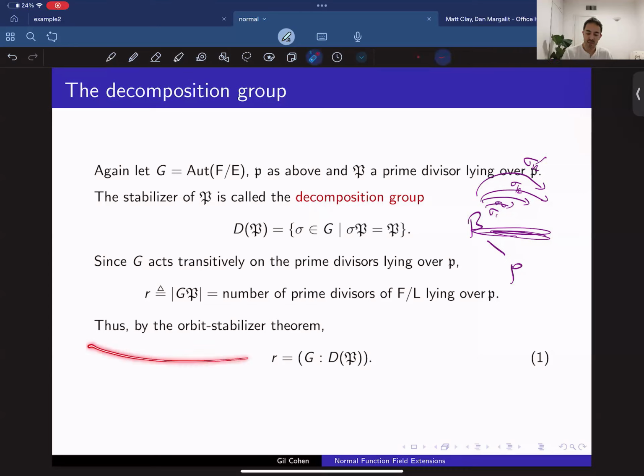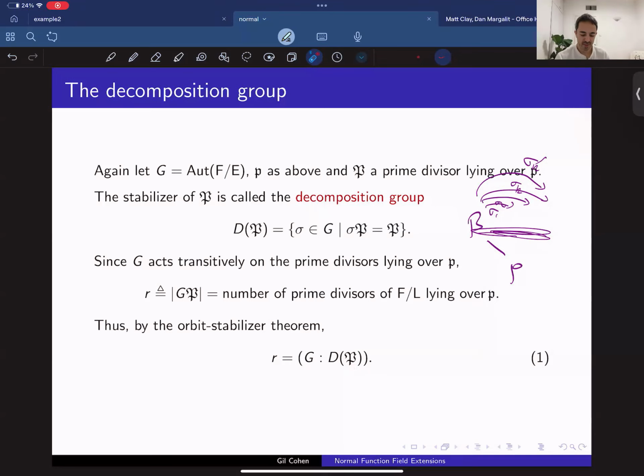And by the orbit stabilizer theorem, we can relate R, namely the number of prime divisors lying above little p, with the index of the decomposition group, the stabilizer, of any particular capital P in G. So for example, if you want to know how many prime divisors lie above one prime divisor, little p, then you can pick any prime divisor above it and ask what's the size of the stabilizer or decomposition group of that particular capital P.